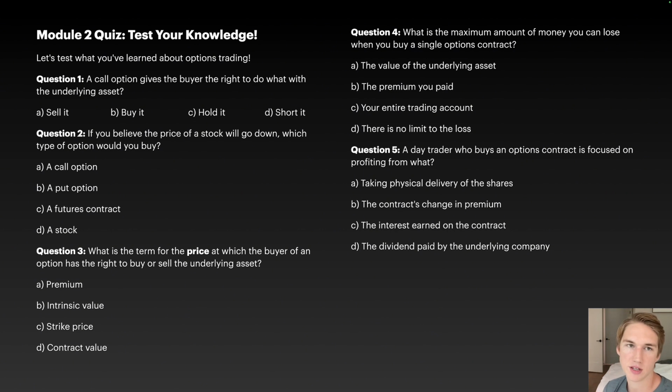So question 1, a call option gives the buyer the right to do what with the underlying asset? So it's B, buy it. Question 2, if you believe the price of a stock will go down, which type of option would you buy? A put option. Question 3, what is the term for the price at which the buyer of an option has the right to buy or sell the underlying asset? It's the strike price. Question 4, what is the maximum amount of money you can lose when you buy a single options contract? B, the premium you paid. That is the max loss you will lose.